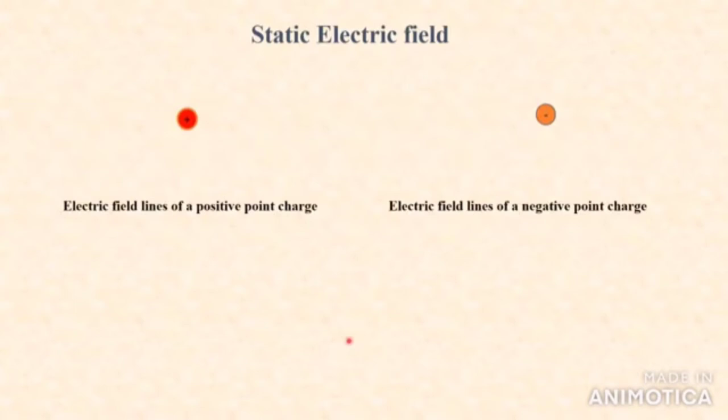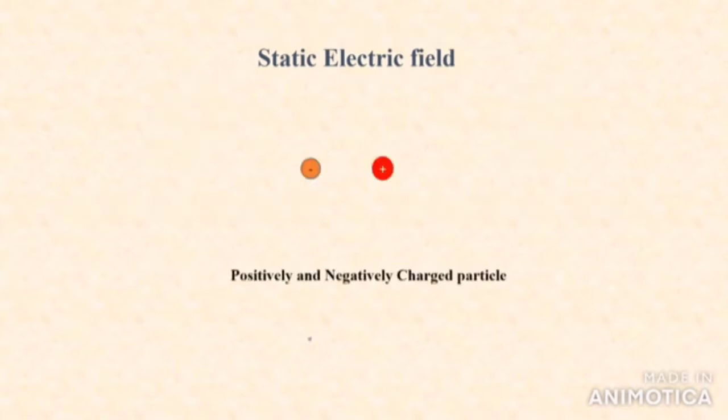So, the electric field lines of positive point charges point away from the positive charge, and for negative charges they are opposite to the field direction. When positive and negative charges are brought together, the field of interaction between these two unlike charges exerts a force of attractive nature. That is the static electric field.